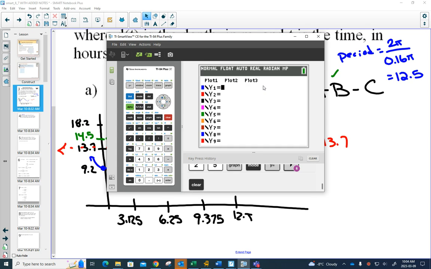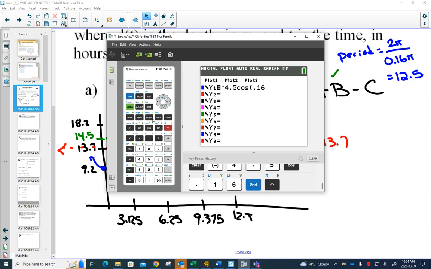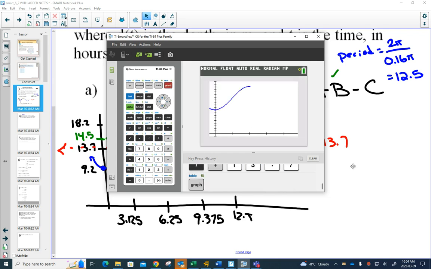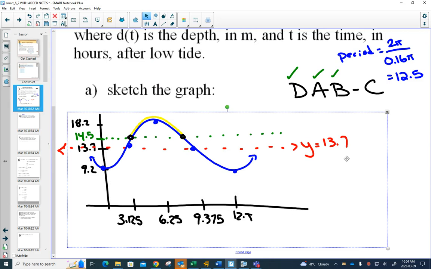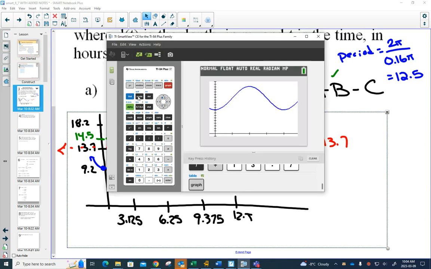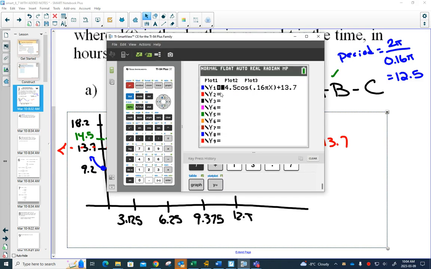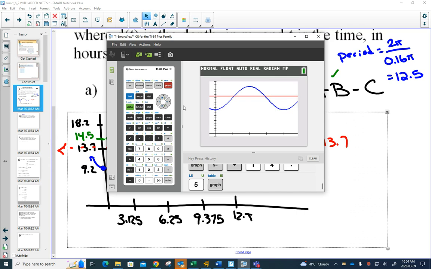Okay, negative 4.5 cos 0.16 pi x, close my bracket, plus 13.7. And again, my graph looks and should look like this. On the graphing calculator, you would go to Y2, just like on Desmos, type in 14.5, and when you graph it, it draws that straight line.